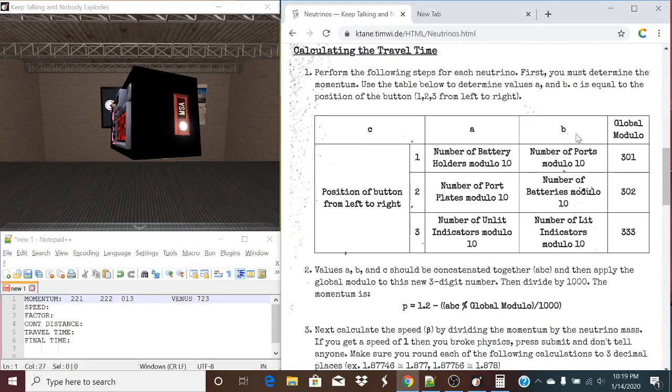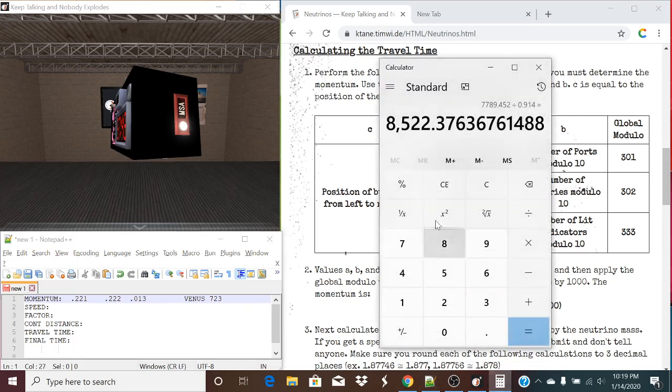Now what we're going to do is apply any global modulos, none in this case, because none of them go above 300 essentially. And now we're going to divide each of them by 1,000. So in this case, adding a bullet point to the front of them. And that's that. Now we're going to subtract each of them from 1.2, and that'll get our momentum. So 1.2 minus 0.221 is giving us a 0.979.